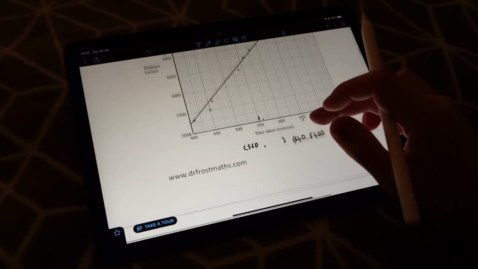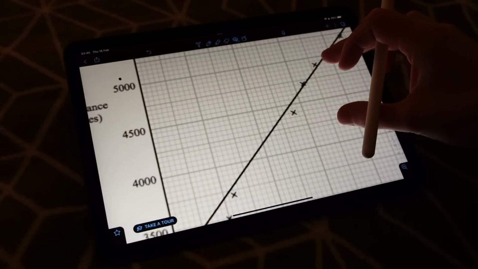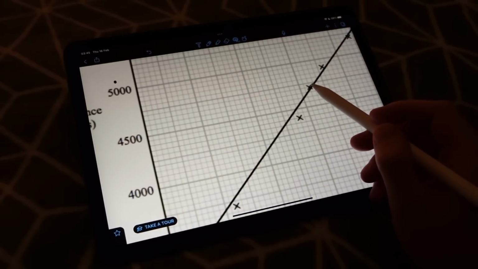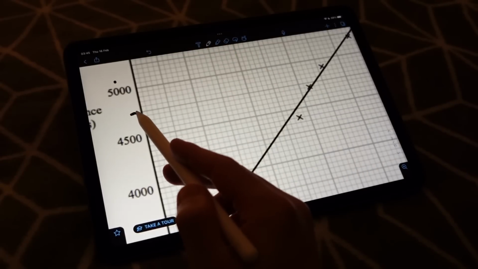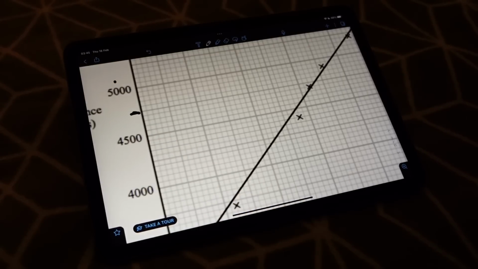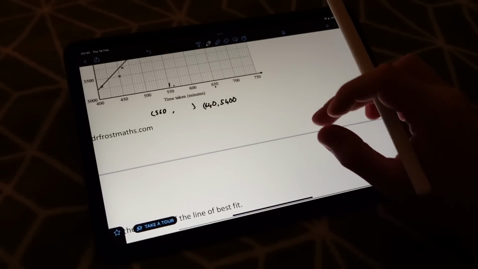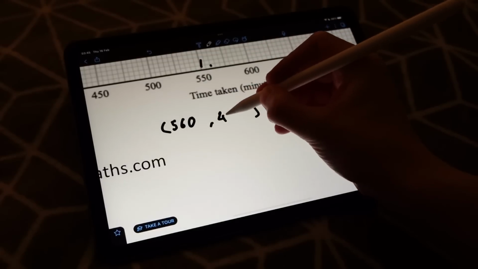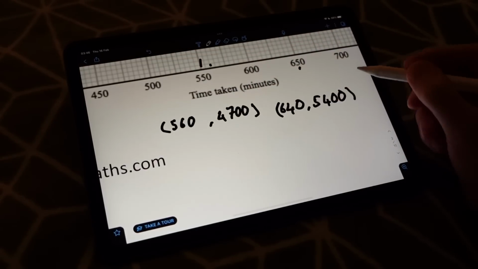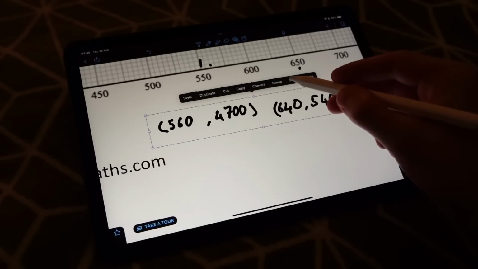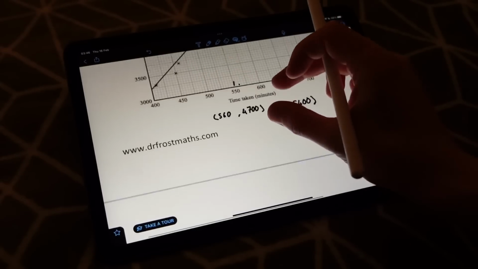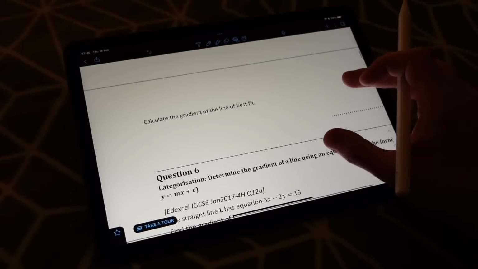560, that's this point up here. Gosh, this is a horrid question. And it looks like one box back from the middle of here. So the middle of there is going to be 4,750. So one box back is going to be 4,700. And that's going to be our 2 points. So we took our time being able to read the graph. That's not the tricky part. Well, that is the tricky part. I mean, the easy part will be calculating the gradient.